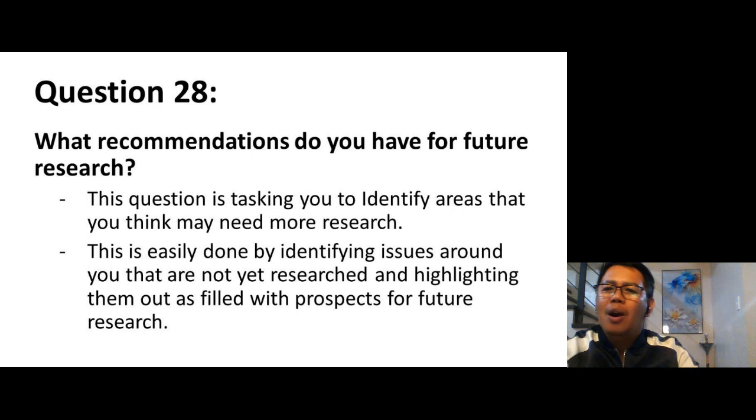Okay, next, number 28. What recommendation do you have for future research? All right. So again, it's recommendation. This question is taking you to identify areas that you think may need more research. Sometimes you may realize that some part of your study should be studied by future researchers. So this is easily done by identifying issues around you that are not yet researched and highlighting them as filled with prospects for future research. So this must be included, okay, in the recommendation part of your research paper.